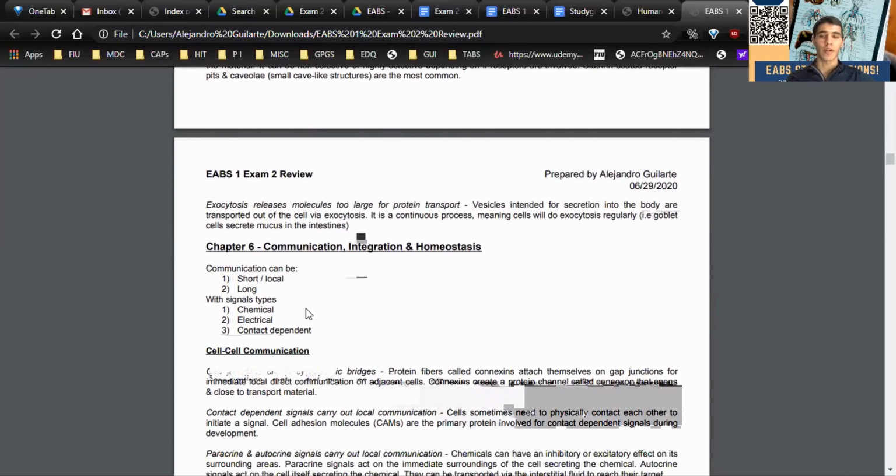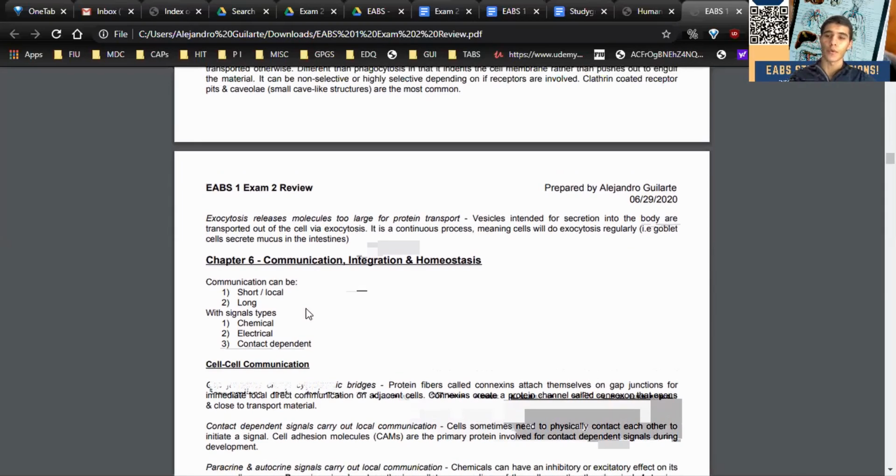Similarly, if you want to transport something out of the cell, exocytosis will be a great option. So it's intended to be a continual process. Most cells that actually do exocytosis do so continually, and they don't stop, like goblet cells when they secrete mucus in the intestines.